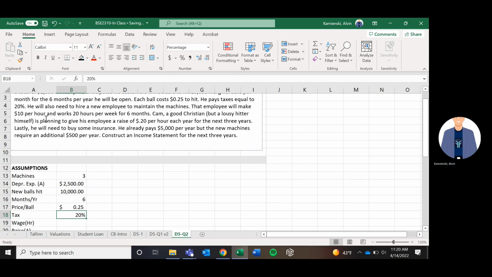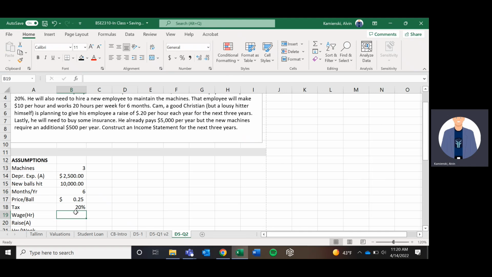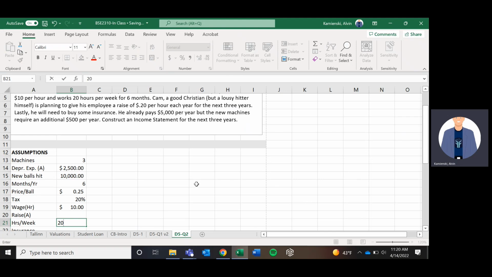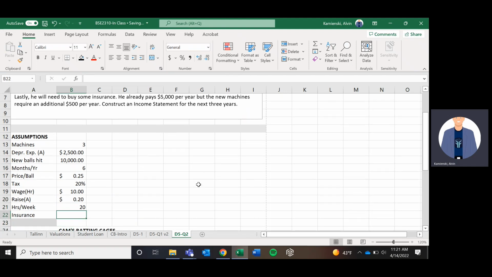But in order to run this new machine, Cam needs a little teenager kid to run around with a basket and scoop up the balls. So that employee, because Cam is a cheapskate, is only going to get paid $10 per hour. And that person will work only 20 hours per week. And obviously they can only work those 6 months. Cam's nice enough, though, that every year he'll give a raise of 20% to that kid to try to encourage him to come back for the next 3 years.